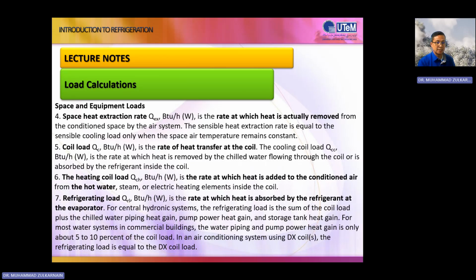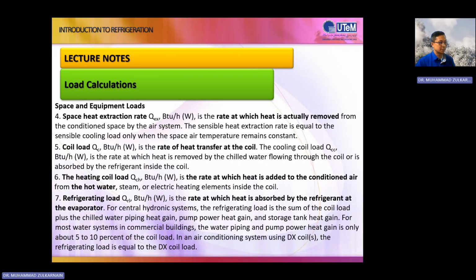And then the next parameter is the refrigerating load. It is the rate at which heat is absorbed by the refrigerant at the evaporator. For a central hydronic system, the refrigerating load is the sum of the coil load plus the chilled water piping heat gain, pump power heat gain, and storage tank heat gain.